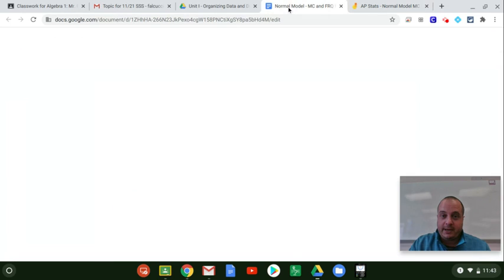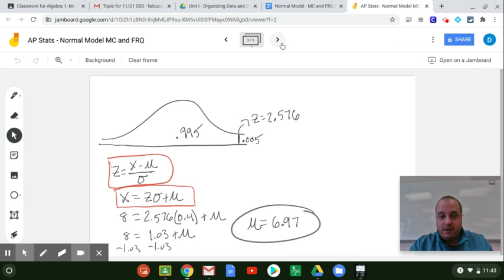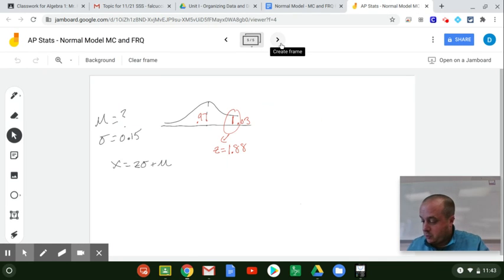So if we go back here, we want no more than 3% of bottles to be overfilled. And we know that overfilled is 2.25 liters. 2.25 liters constitutes a bottle being overfilled. So if we come back here now, my x value, 2.25, is when the bottle gets overfilled. My z-score we just said is 1.88. I know my standard deviation is 0.15, but I don't know what the mean is right there.